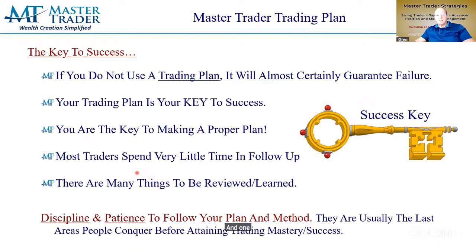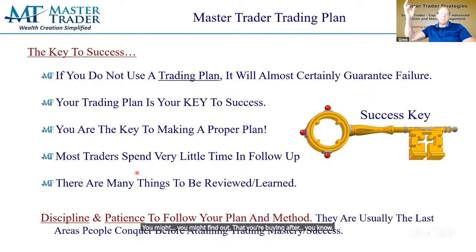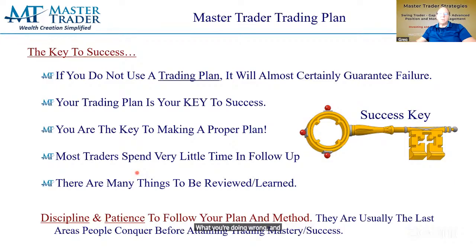And one of the things that you will absolutely find out once you start building a history of that is what you're doing right and what you're doing wrong. You might find out that you're buying after multiple bars up and you're selling on the pullback. And so by keeping a journal, you'll find out what you're doing wrong, and you'll see the ones that are right.